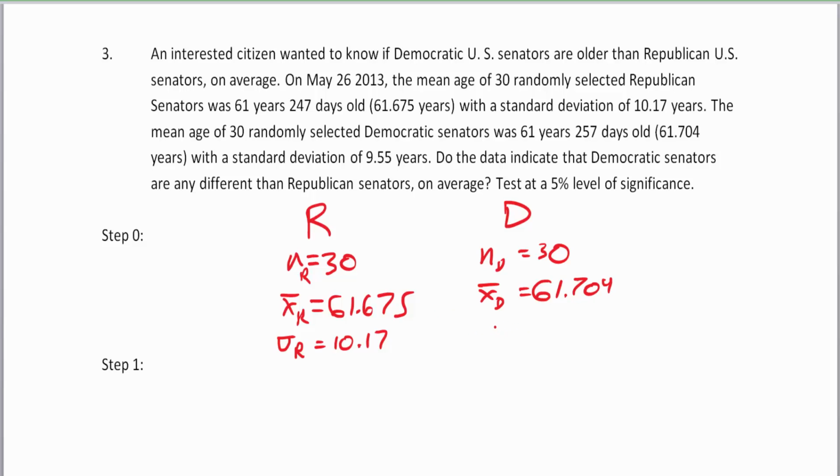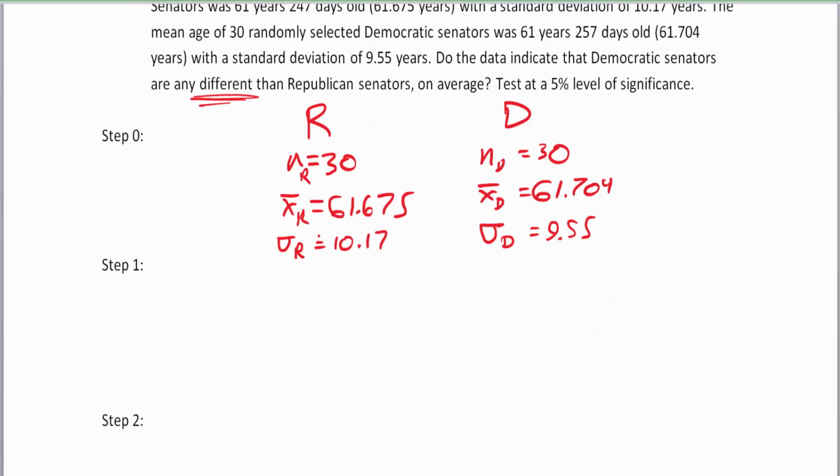With a standard deviation, okay, here's some difference. We got a standard deviation here of 9.55 years. Does the data indicate that Democratic senators are any different than Republican senators? This is good because now this sentence sets up the null and alternative right here, whereas the first sentence probably would have thrown us off if we got a little too jumpy on that. And then we got an alpha of 5%.